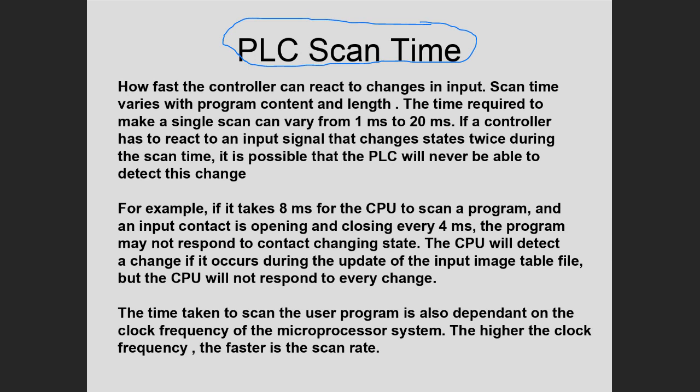Here's a good example on the PowerPoint. If it takes 8 milliseconds for the CPU to scan a program, but you have this switch that's opening and closing every 4 milliseconds, you can see the problem that might cause. You're probably not going to update the input image table, or you're going to lose some data. So if you have any kind of high-speed operation where this is a possibility, you have to be concerned with program scan time.